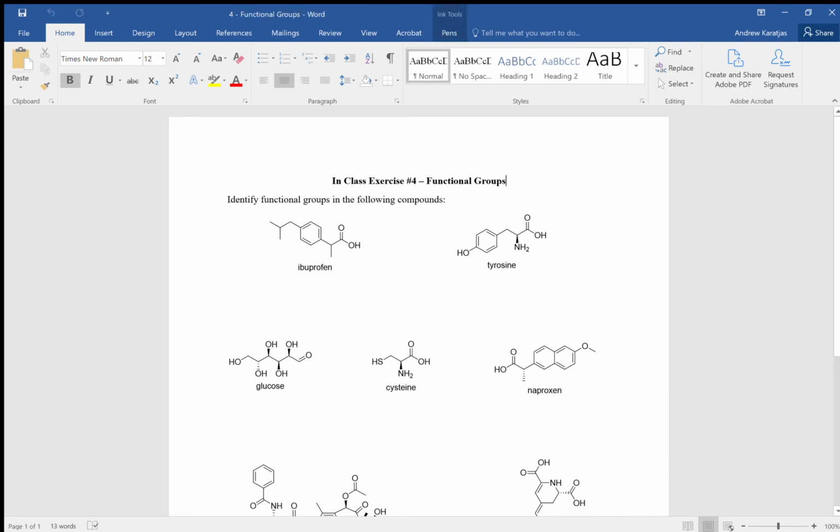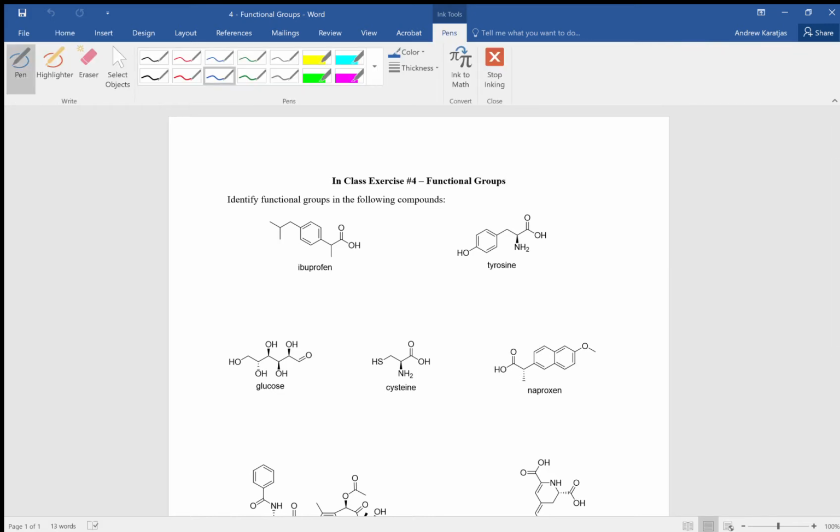So now let's go over these practice examples now that you've had a chance to work on them. So if we start here with ibuprofen, we should have found two functional groups. We see our six-membered ring with the alternating bonds. We know that's an aromatic.